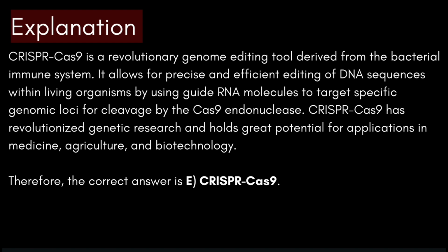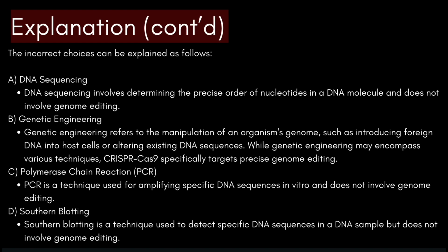Let's go ahead and see why the other answer choices are incorrect. DNA sequencing involves determining the precise order of nucleotides in the DNA molecule and does not involve genome editing. Genetic engineering refers to the manipulation of an organism's genome, such as introducing foreign DNA into host cells or altering existing DNA sequences. While genetic engineering may encompass various techniques, CRISPR-Cas9 specifically targets precise genome editing. PCR is a technique used for amplifying specific DNA sequences in vitro and does not involve genome editing. Southern blotting is a technique used to detect specific DNA sequences in a DNA sample but does not involve genome editing.